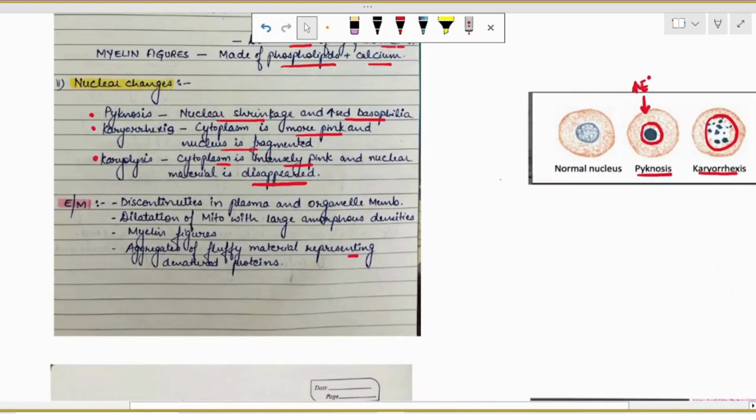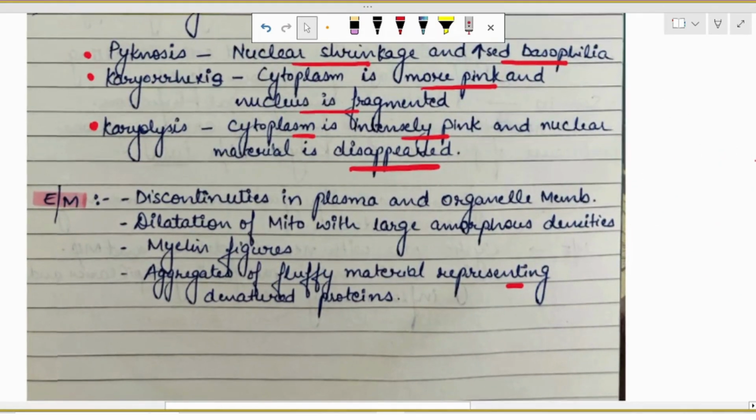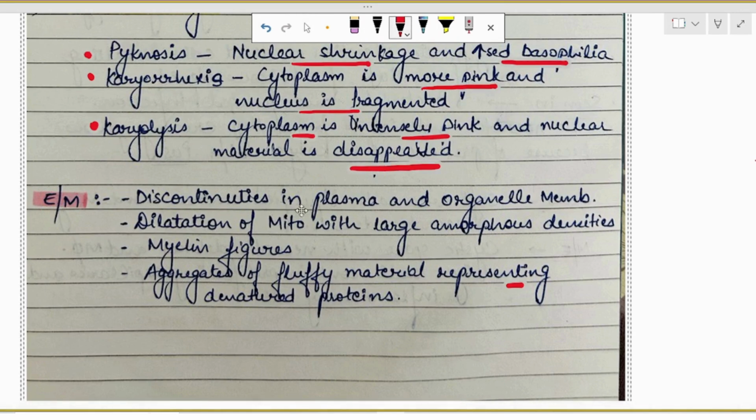So, moving on to the next, what will be the electron microscopic changes in necrosis? There would be discontinuities in the plasma membrane and the organelle membrane. Through these discontinuities, the cellular content will leak out into the environment and will induce local inflammation. There will be dilatation of mitochondria and large amorphous densities, there will be myelin figure formation, and there will be aggregates of fluffy material representing the denatured proteins.